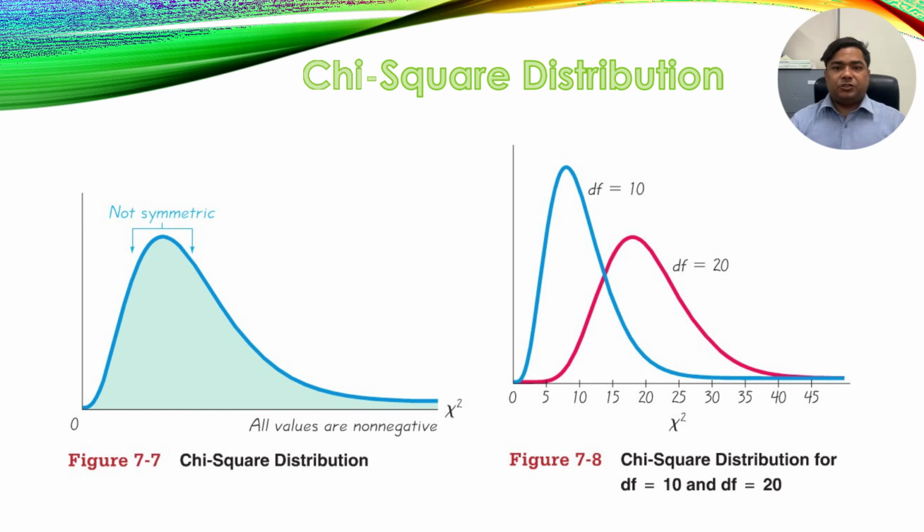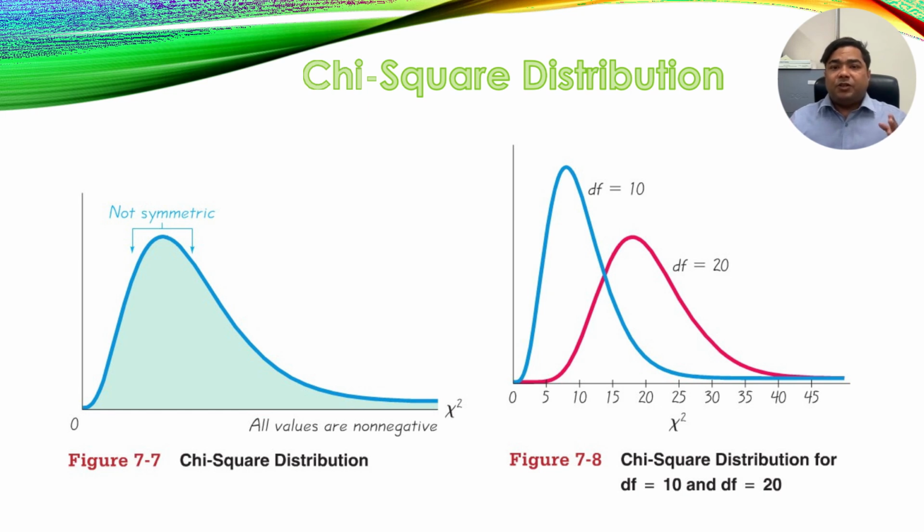The shape of the chi-square distribution depends on the degrees of freedom, written as df. When the degrees of freedom are small, the curve is more skewed. As the degrees of freedom increase, the curve becomes wider and moves more toward the right. In this slide, we can see two examples, df equals 10 and df equals 20. The curve with df 20 is shifted more to the right compared to df 10. This shows that degrees of freedom strongly affect the shape of the chi-square distribution.